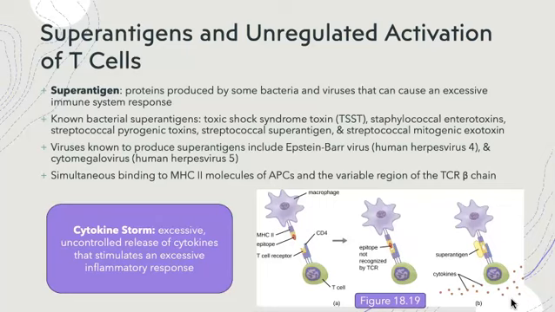Now we have some known bacterial superantigens, and you may have heard of some of these, such as toxic shock syndrome toxin or TSST, staphylococcal enterotoxins, streptococcal pyrogenic toxins, streptococcal superantigen, and streptococcal mitogenic exotoxin. And for viruses, we know that certain viruses are able to produce superantigens, such as the Epstein-Barr virus and the cytomegalovirus. And when these cytokines are released, it is known as a cytokine storm.